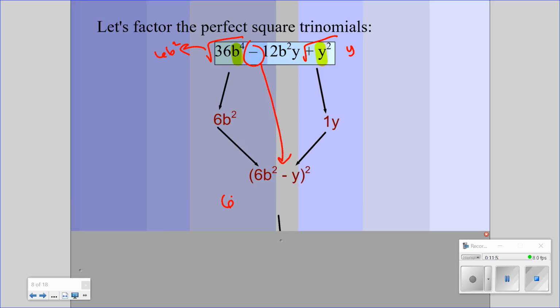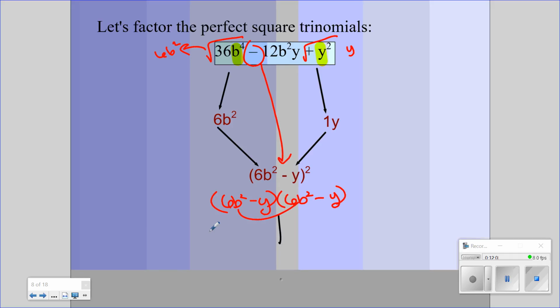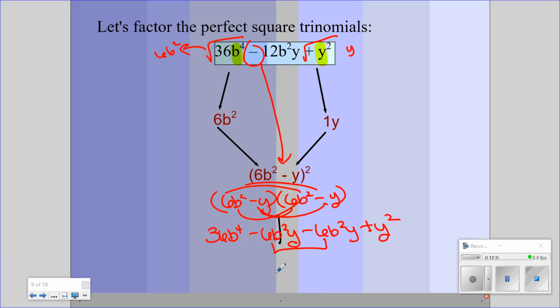And if ever you're not sure, go ahead, stretch it out, and make sure that if you were to multiply back through, you would get the same thing. So, sorry for this black mark here, but this gives us 36b to the fourth minus a 6b squared y minus another 6b squared y, and a plus, negative times negative is positive, y squared. And negative 6b squared y minus 6b squared y will combine to be the negative 12b squared y that we're looking for in the middle. So you can see that this actually does work out. So this is our answer.